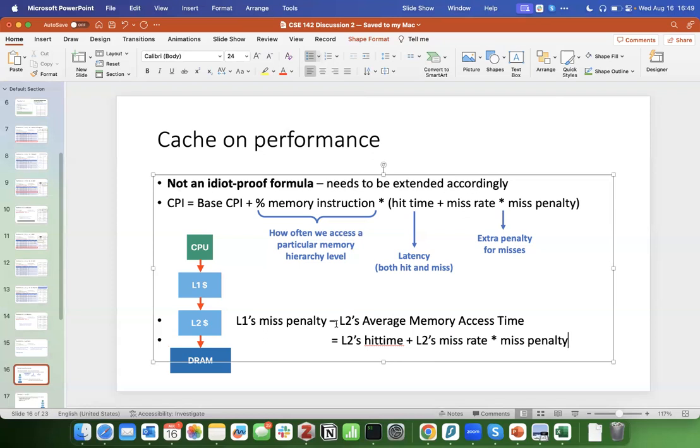Right. So recursively applying this formula and also adjusting it based on this split L1 cache, right? The memory CPI will be contributed by both instruction memory and data memory, right? So you'll have maybe an additional component to the formula. Again, this formula is not immediate proof. You need to understand the principle a little bit and then adapt it.